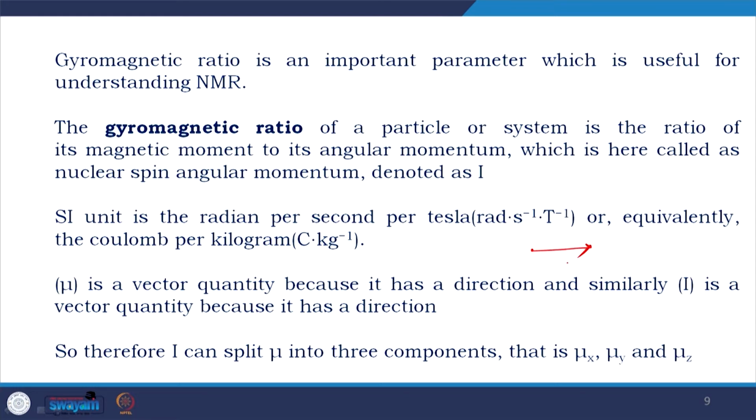So, because mu has a direction, it is a vector. What could you do? You could split it into different directions. Let us consider you split it into x, y and z. So, there would be three components, mu x, mu y and mu z.